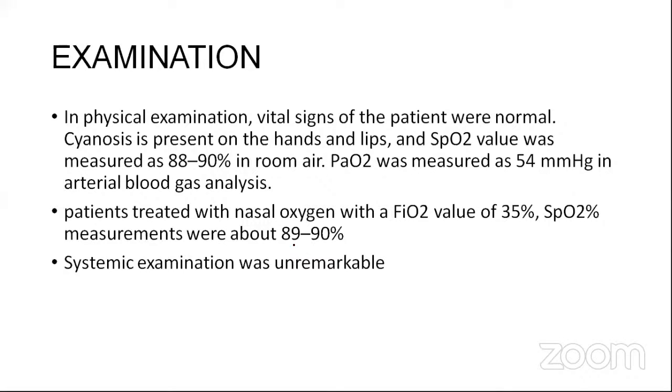Once you have a low saturation, the immediate thing that we normally do, what do we do? Give oxygen. Yeah, you want to look at the oxygen saturation in the dissolved oxygen in blood. So the PaO2 was 54. So it is drastically very low. Okay, so it is low. And the patient was treated with nasal oxygen with a FiO2, which is fraction of inspired oxygen, of 35, and it marginally improved. It didn't really improve much with oxygenation. So what do you might think?